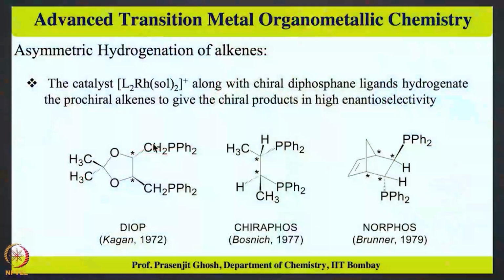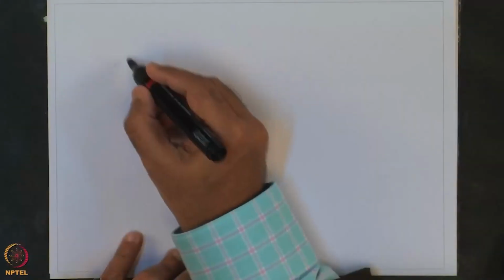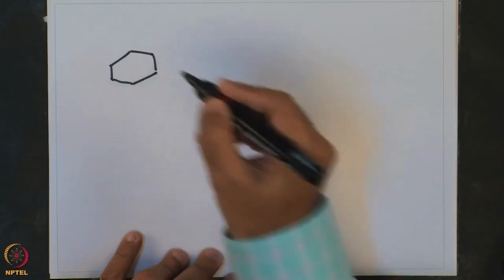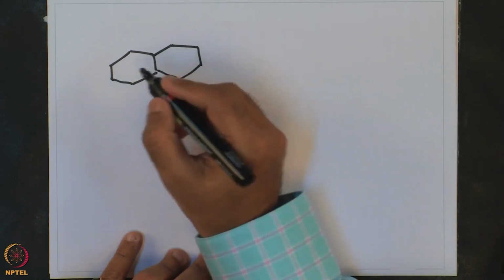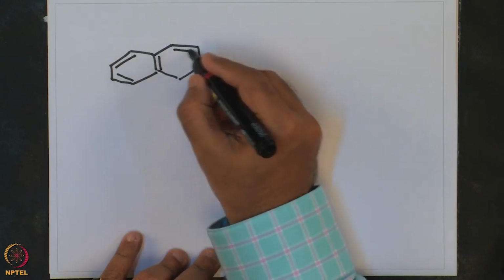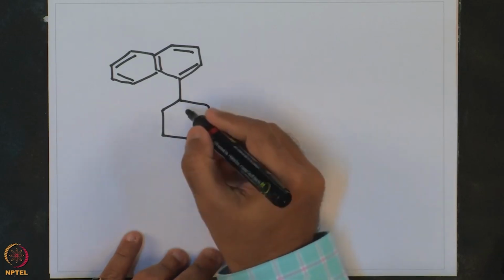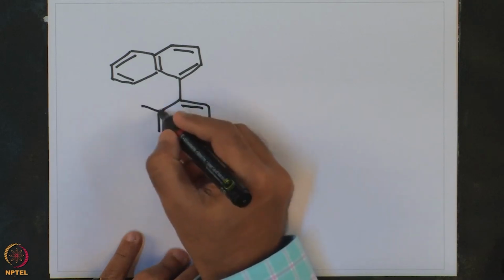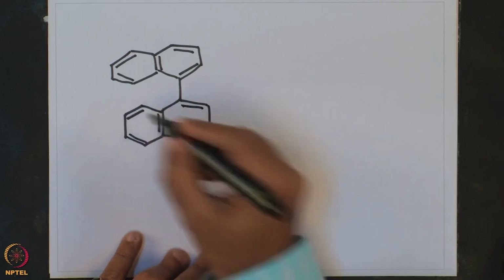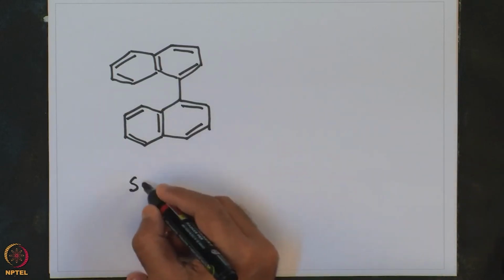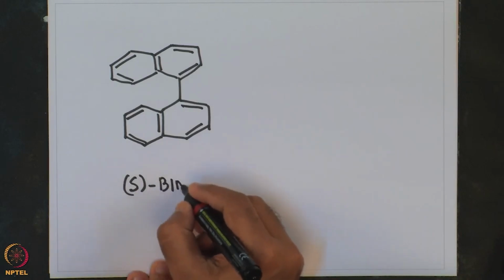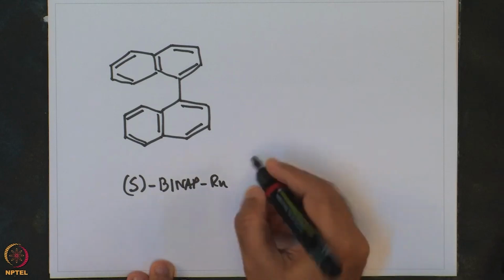So, now look at the one that was reported by Noyori, popularly known as the Noyori catalyst, and this is developed around BINAP, and the catalyst is given as S-BINAP ruthenium diacetate.